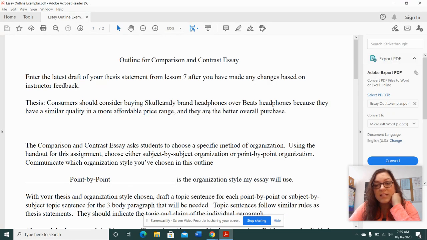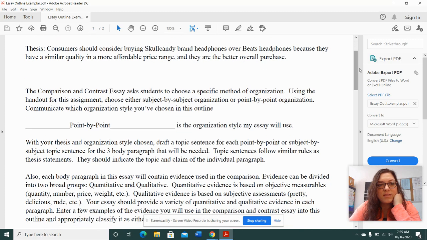I do want to look at an example of a student who did a really good job on their outline. And so you can look at theirs and maybe base yours, obviously not on the same topic, on it. This person's thesis was consumers should consider buying Skullcandy brand headphones over Beats headphones because they have a similar quality and a more affordable price range, and they are a better overall purchase. So their 3 sub-points are they're similar quality, they are more affordable, and they are the better overall purchase.